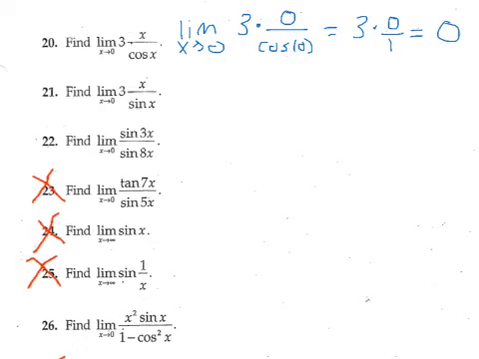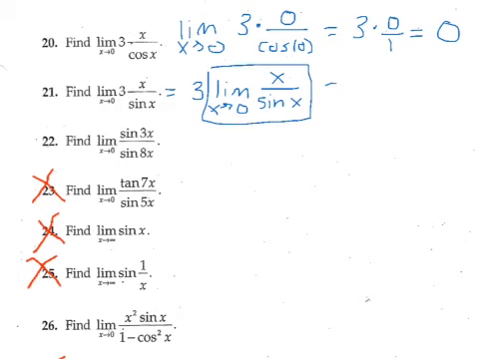For number 21, we have the limit as x approaches 0 of 3 times x over sine x. We know the theorem that the limit as x approaches 0 of x over sine x equals 1. So we want to first take the 3 and pull it out in front using properties of limits. Now we know that this portion equals 1, so 3 times 1 equals 3.